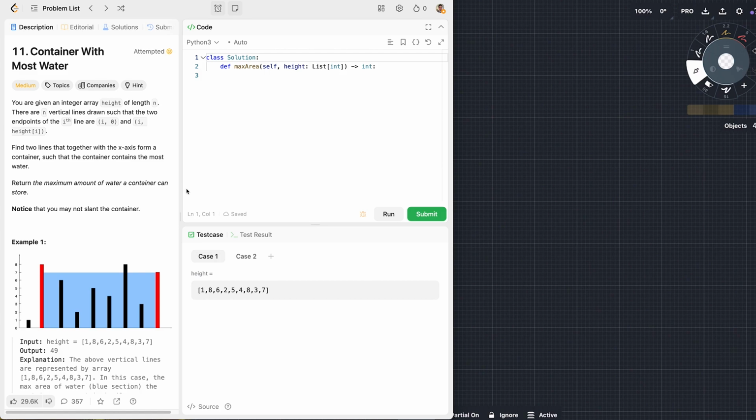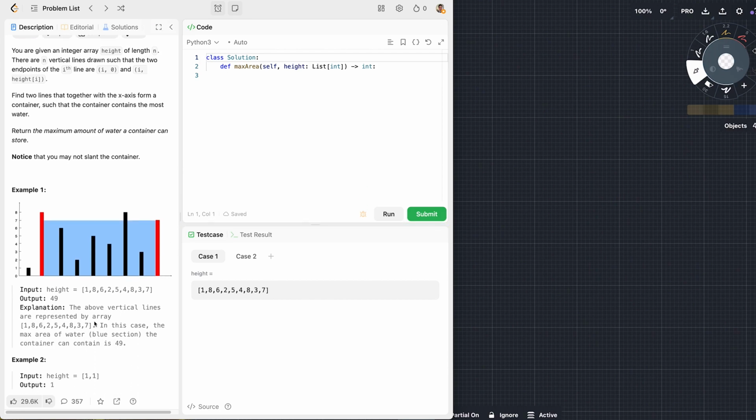Okay, so let's look at example one, right? There's two locations that they've chosen to be the heights here. So input is height, and these are some heights, and the output is 49. Now the above vertical lines are represented in the array. In this case, the maximum area of water the container can contain is 49.